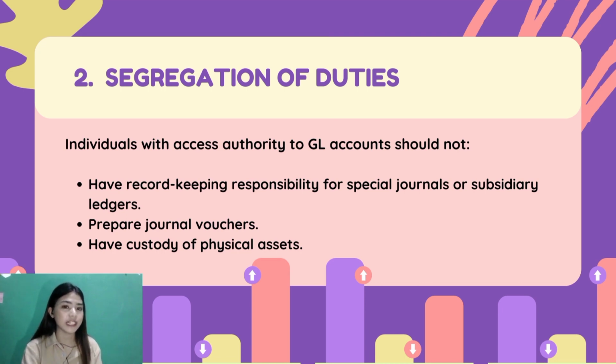So individuals with access authority to general ledger accounts should not have direct custody of physical assets because it creates an opportunity for mishandling, misappropriation, or theft. If the same person responsible for adjusting general ledger accounts also has physical control over assets, they could potentially manipulate financial records to hide asset misappropriation or other fraudulent activities. So by segregating these responsibilities, the risk of asset-related fraud is reduced and proper oversight and accountability are maintained.